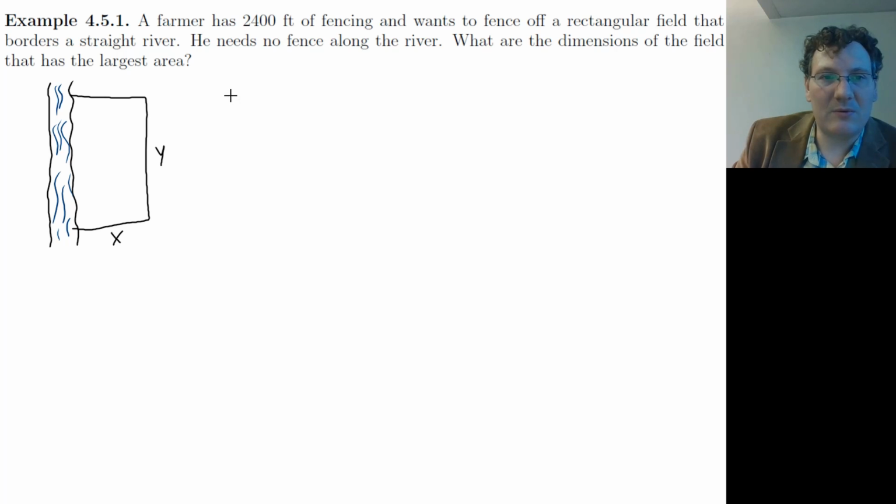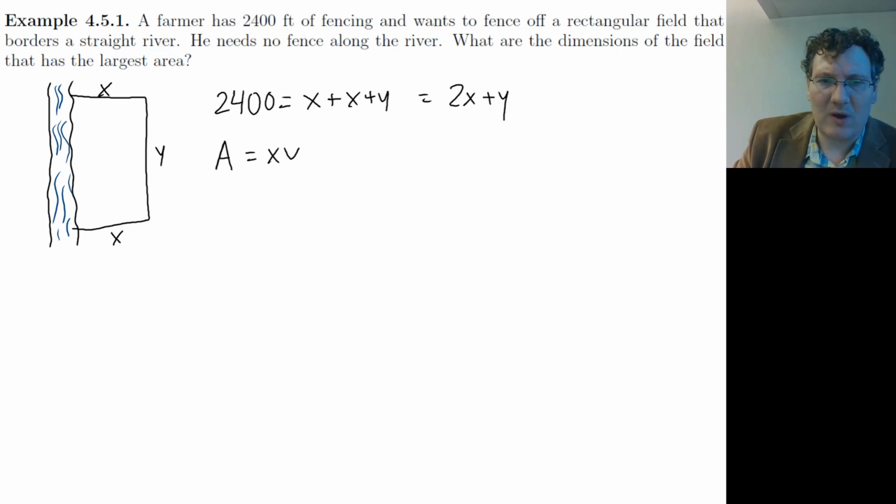And what we have is that the farmer has 2,400 feet of fencing. So the total fencing is going to be x plus, well, there's x up here, x plus y, right? So this is going to be 2x plus y. And what we are interested in is the area. The area is x times y, right? This is what we're trying to optimize. We're trying to optimize the area, maximize that, subject to the constraint.